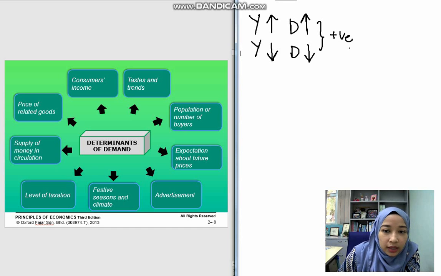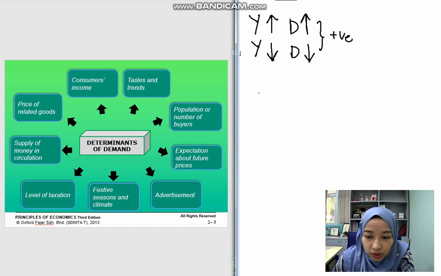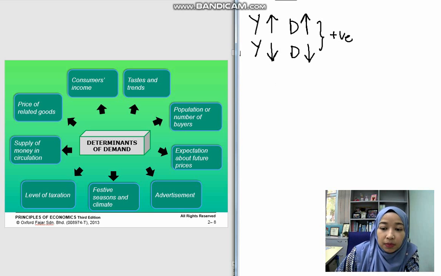Okay, another factor that can change demand is taste and trends. Usually when there is a trend in a certain period, it will give an impact on the demand for that particular product. Okay, for example, if you are talking about sneakers or shoes, if sneakers become a trend in that particular period, what will happen is people will buy more sneakers at that particular time, and the demand for other types of shoes will reduce. Okay, so that is how trends can give an impact on the demand of a certain product.